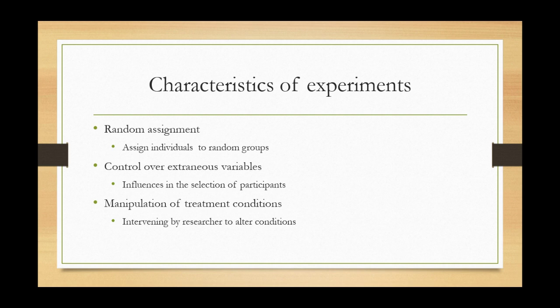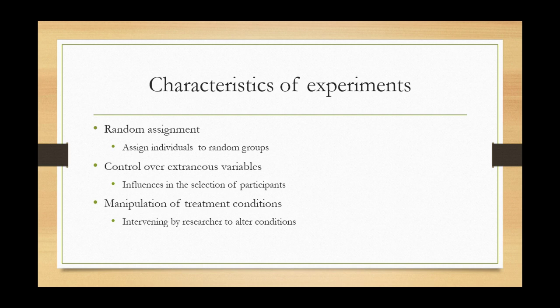But speaking of random assignment means you take a certain group of people, you have certain individuals, then you put them to a certain group. So that grouping of individuals should be done randomly. Another important characteristic is control over extraneous variables.